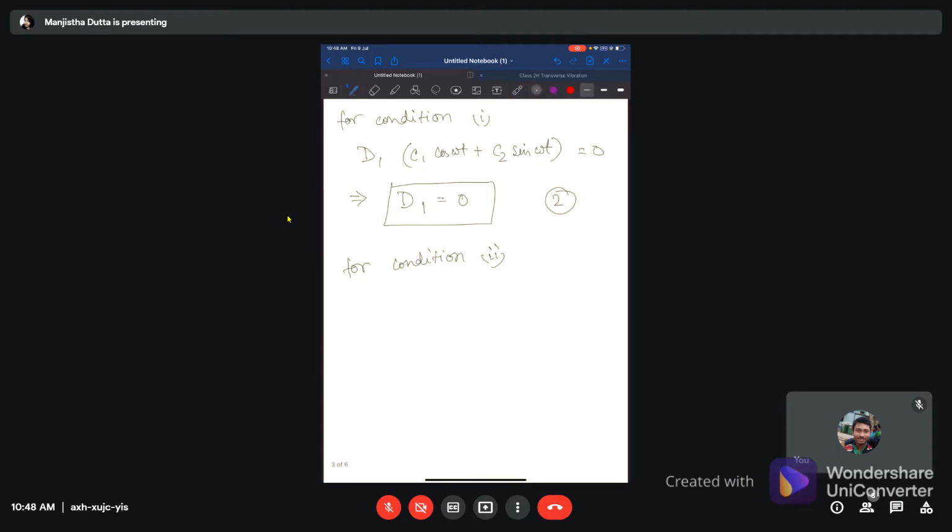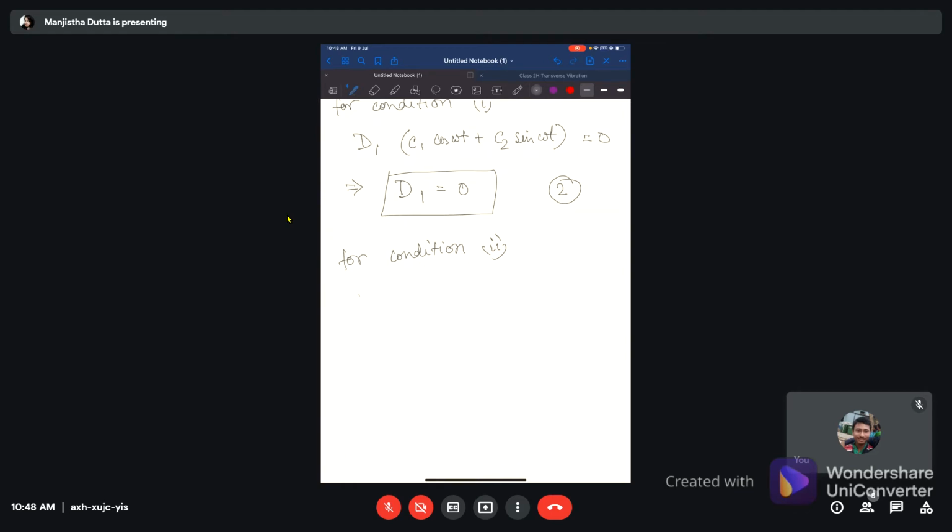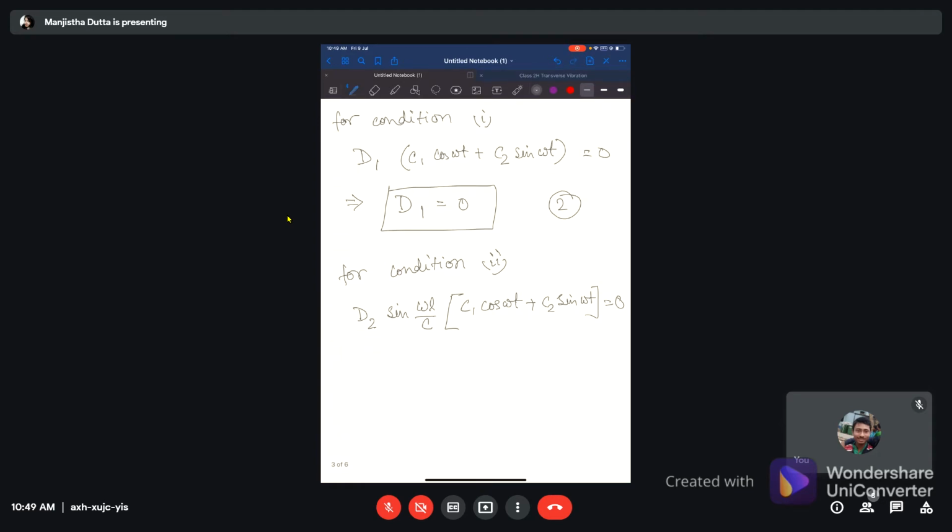So let's write it down. d2 sine omega L by c multiplied by c1 cos omega t plus c2 sin omega t is equal to 0. Now, can we make this d2 0? You can say, madam, let's take d2 also 0 as we have taken d1 0. But we cannot do so. Why? Can anybody tell me? Why can we not take d2 equal to 0?